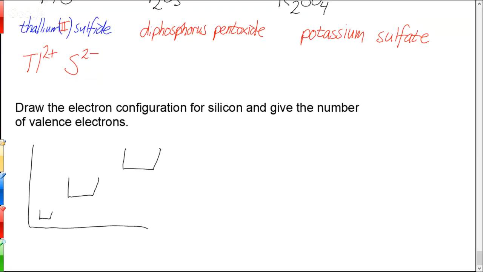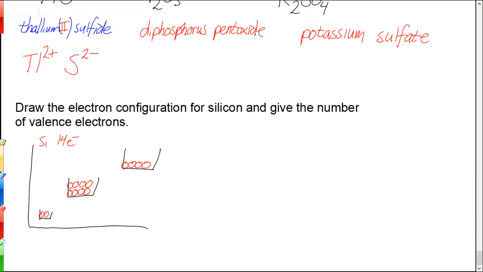And we figure out the total number of electrons we need. So for silicon, that would be 14 electrons in the neutral atom. And then we just fill those electrons in. So 1, 2, 3, 4, 5, 6, 7, 8, 9, 10, 11, 12, 13, 14. So this is an electron configuration. This is all you need to do.